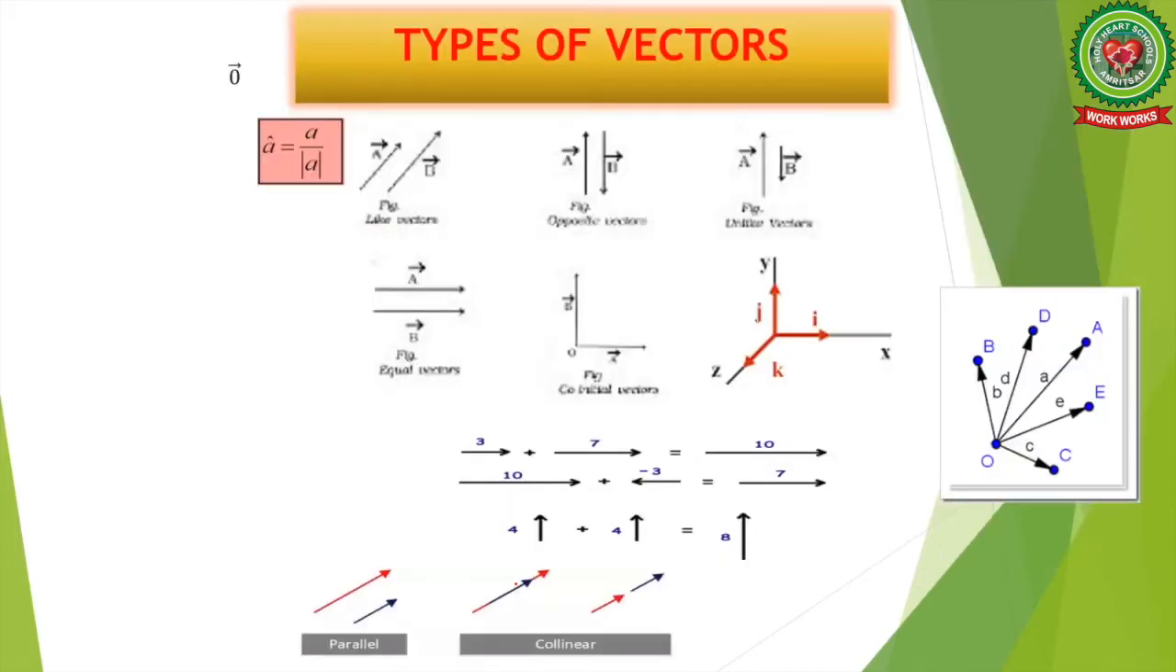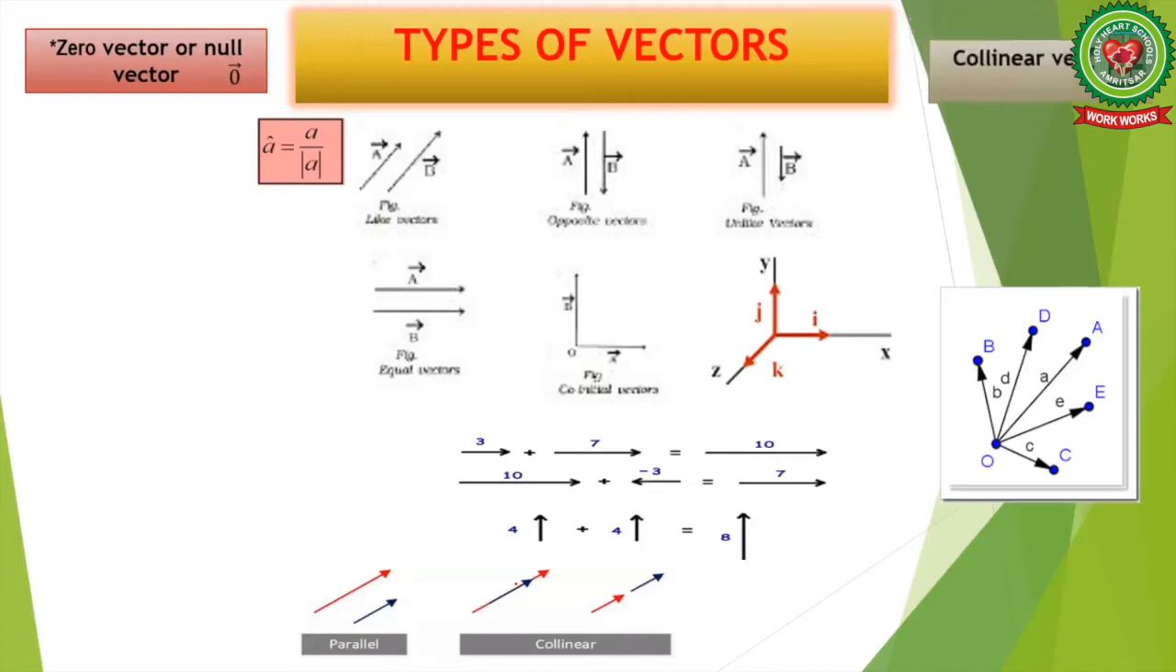Now, different types of vectors. Number 1, zero vector, also called null vector. It is represented by 0 with an arrow. Next is collinear vectors. Here you can see an example of collinear vectors; these vectors lie in a line. Next is the unit vector, one of the important vectors. It is represented by its symbol with a cap, and it is always equal to the vector divided by its magnitude. Here you are going to study i, j, k vectors. These are all unit vectors.